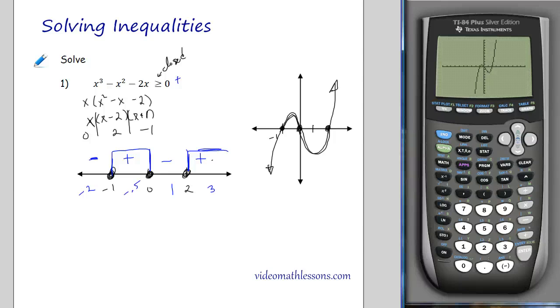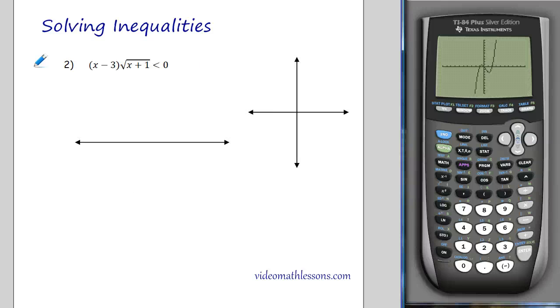So, -1 to 0. Now, since this is allowed to be equal, I can close it. So it'll be -1 to 0, which is this. This is above the x-axis right there. And then, looking here, 2 to infinity. And infinity is always open. And that's the first question. So when is it greater than 0? These two intervals.